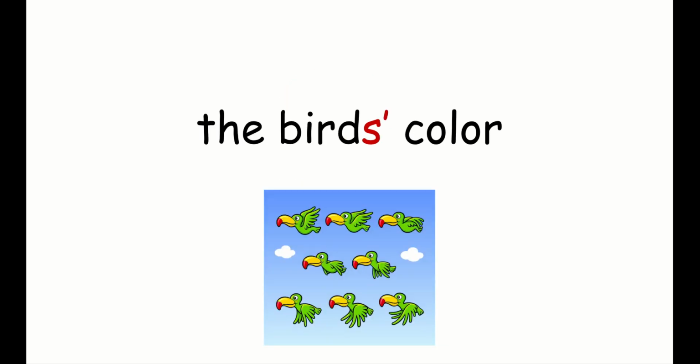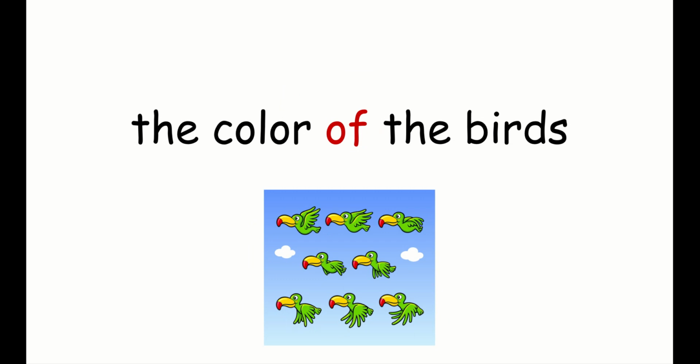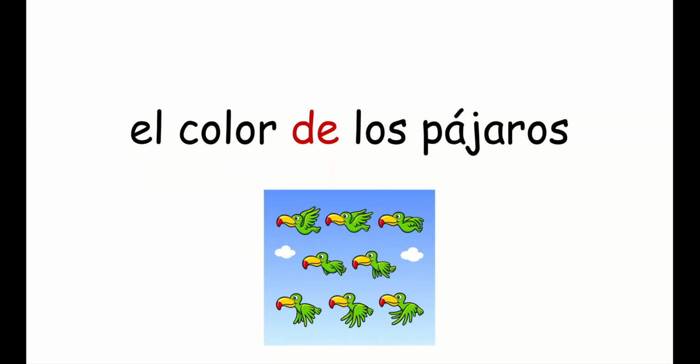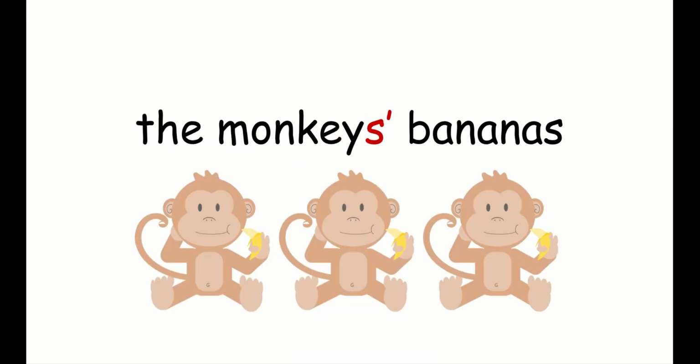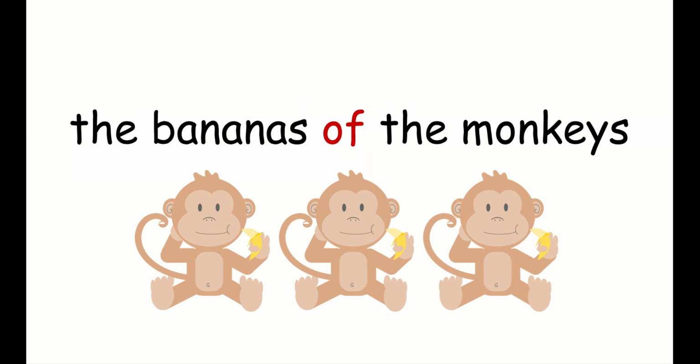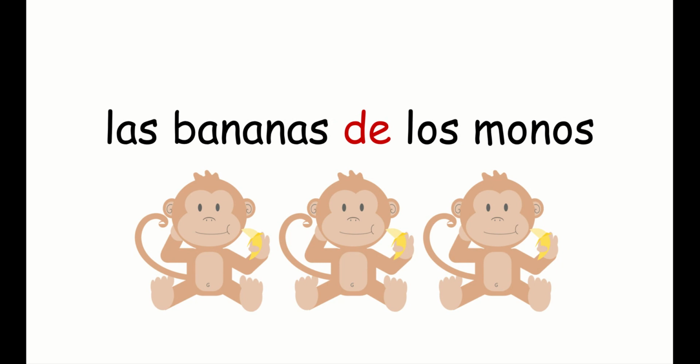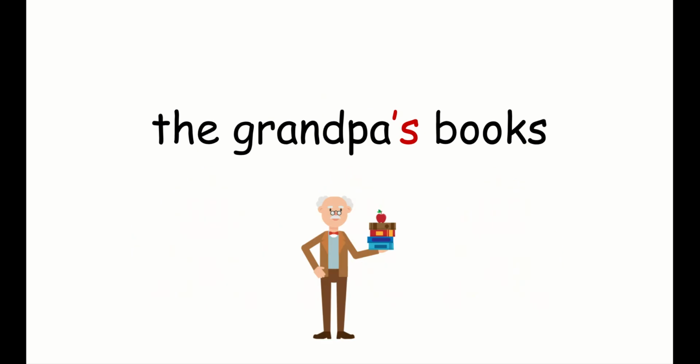The bird's color, we're going to change to the color of the birds, and we can put that in Spanish and say el color de los pájaros. The color belongs to the birds. The monkey's bananas, we will rewrite as the bananas of the monkeys and then put it into Spanish. Las bananas de los monos. Las bananas belong to los monos.